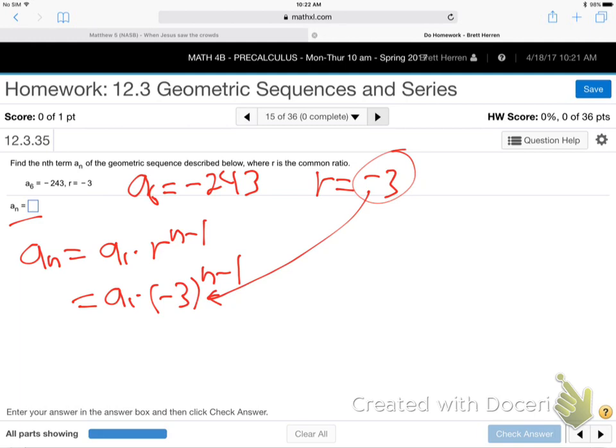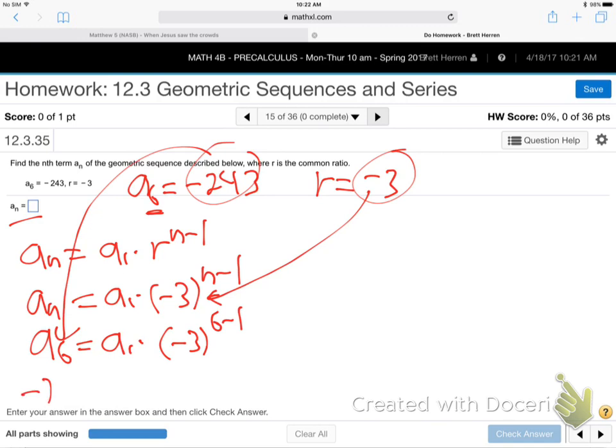How do we solve for it? Plug in a6, because we have a sub n. So a sub 6, which is minus 243. So minus 243 is a1 times minus 3 to the 5th, like that.